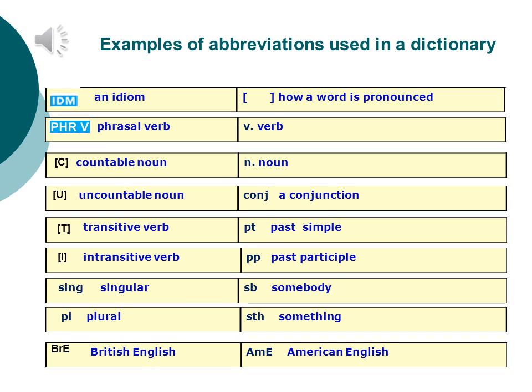Then you may find PHRV, which stands for a phrasal verb. You may find a C between brackets, which means that the word is a countable noun. You may find a U between brackets or between parentheses, which means that the word is an uncountable noun.